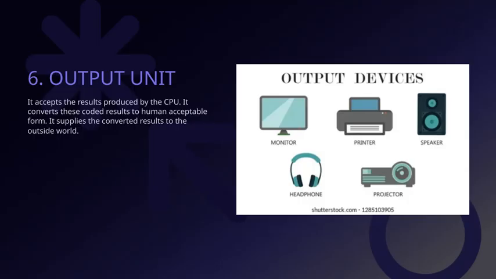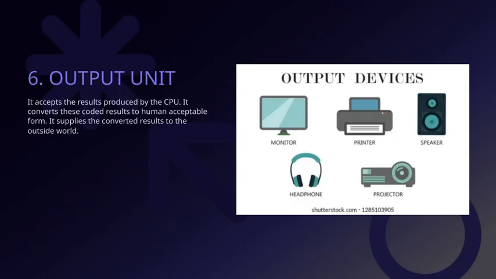Now, let's talk about the output unit. This is a crucial part of the computer system because it deals with the results that the CPU produces. Essentially, once the CPU has processed data, the output unit takes these coded results and converts them into a form that humans can easily understand. This translation is important because raw data from the CPU isn't always in a format that's immediately useful or recognizable. The output unit acts as a bridge, turning these results into meaningful information.